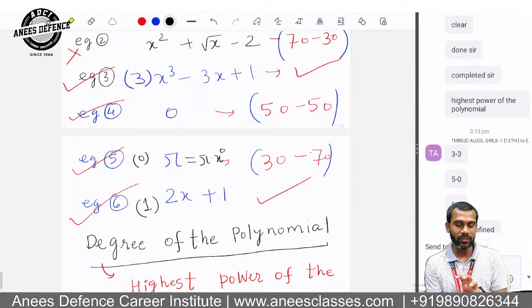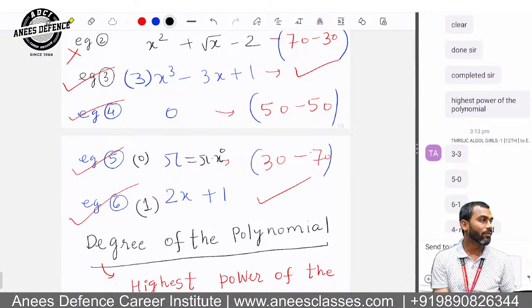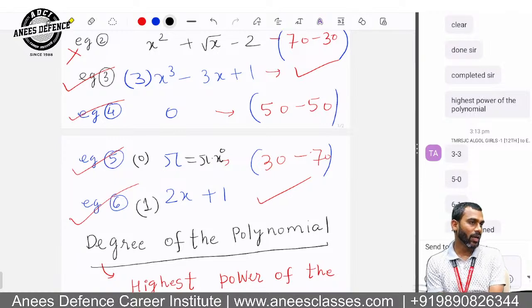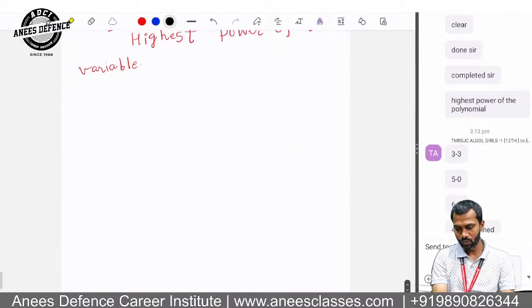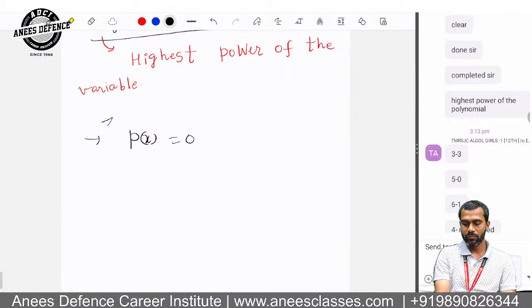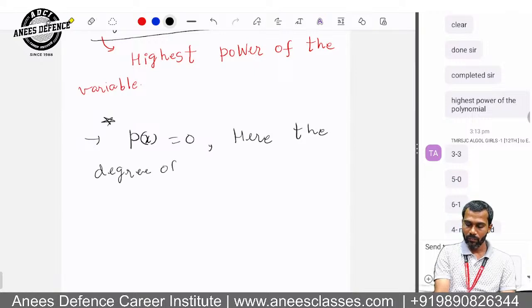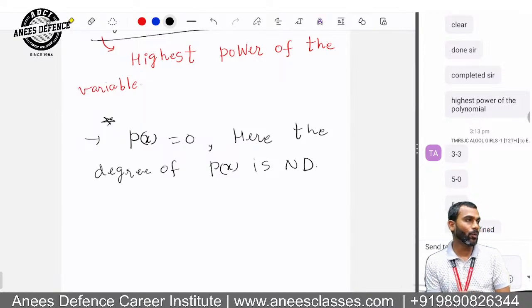Although it is a polynomial, it's like a 0 vector, null vector, where direction is not defined, still it is a vector. Yes or no? With magnitude 0. So here it is a polynomial with no degree, or we can say degree is not defined here. So please write a note. If p of x is equal to 0, here the degree of p of x is not defined or doesn't exist, as we cannot express this polynomial in the standard form uniquely. Yes or no? That is why its degree is not defined. Is there any doubt? Understood? Okay. Shall we move ahead?